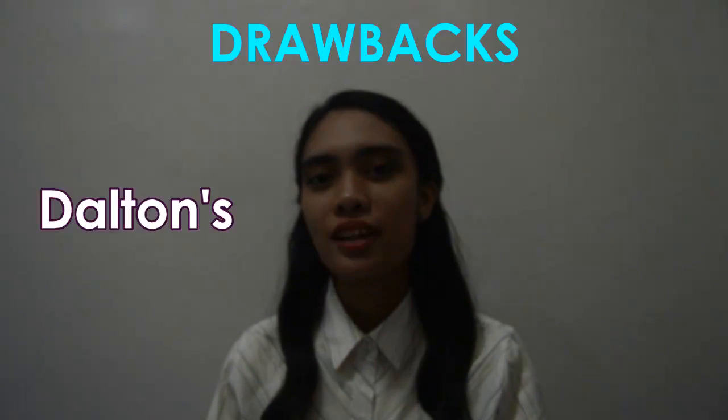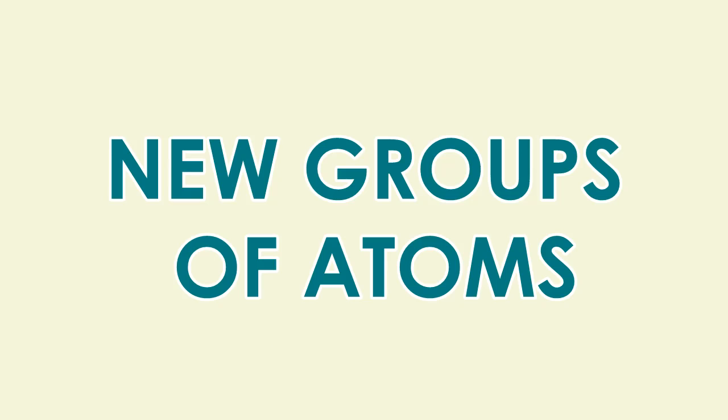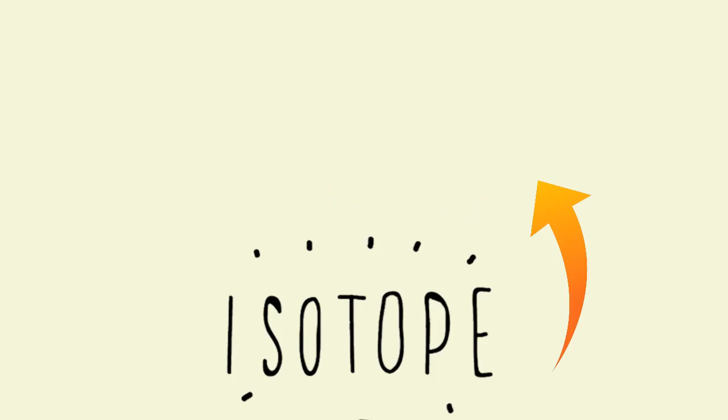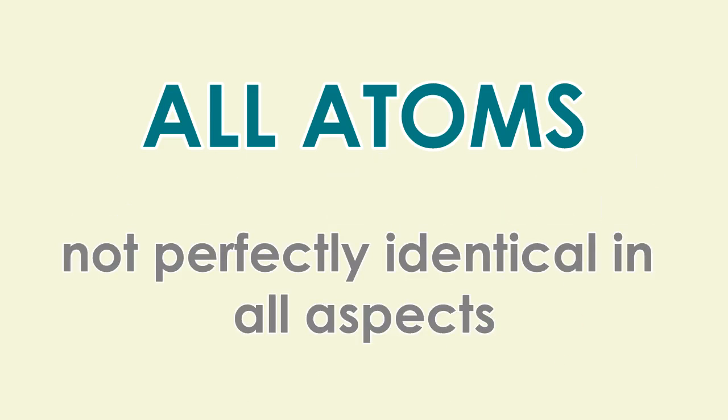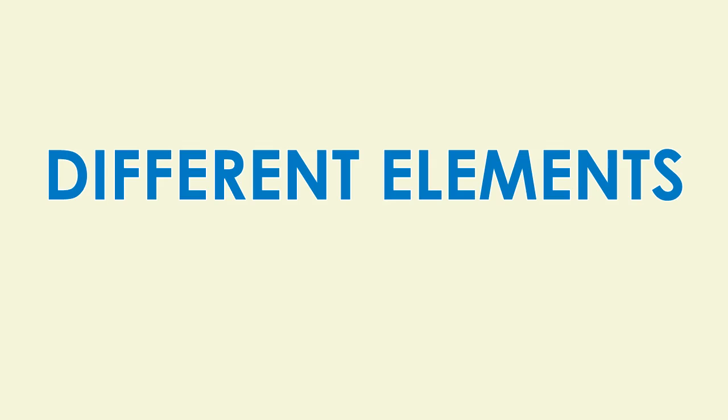The following are the drawbacks of Dalton's atomic theory. Number 1. Atoms can no longer be considered indivisible. Atoms can now be divided into subatomic particles like proton, neutron, and electron. Number 2. Atoms of the same or different types have a strong ability to combine together to form a new group of atoms. And lastly, the discovery of isotopes indicated that all the atoms of the same element are not perfectly identical in all aspects, and atoms of different elements are not different in all aspects as well.